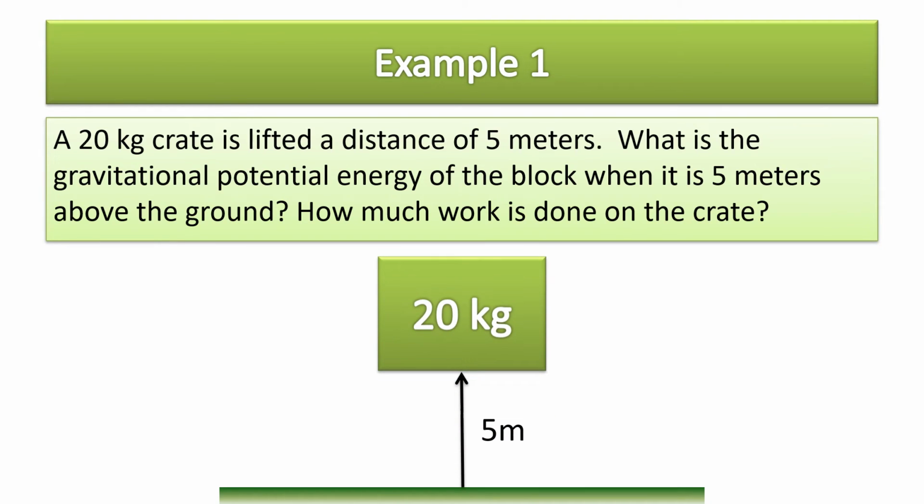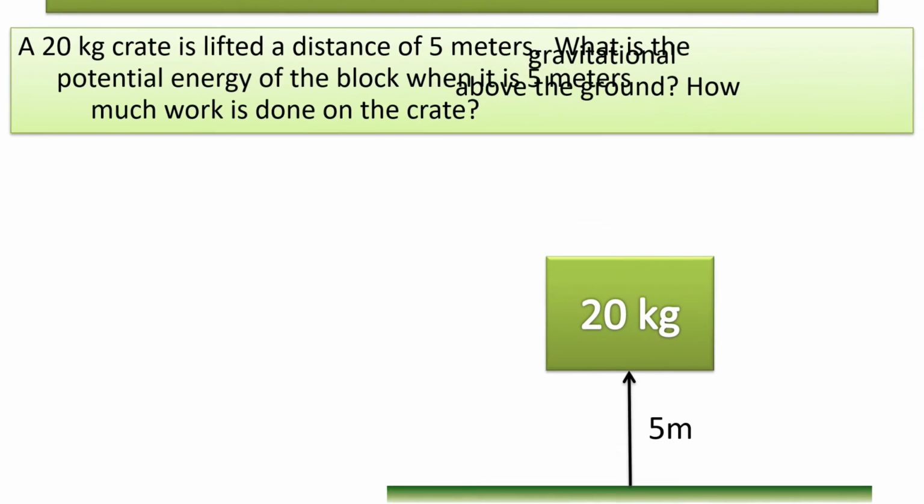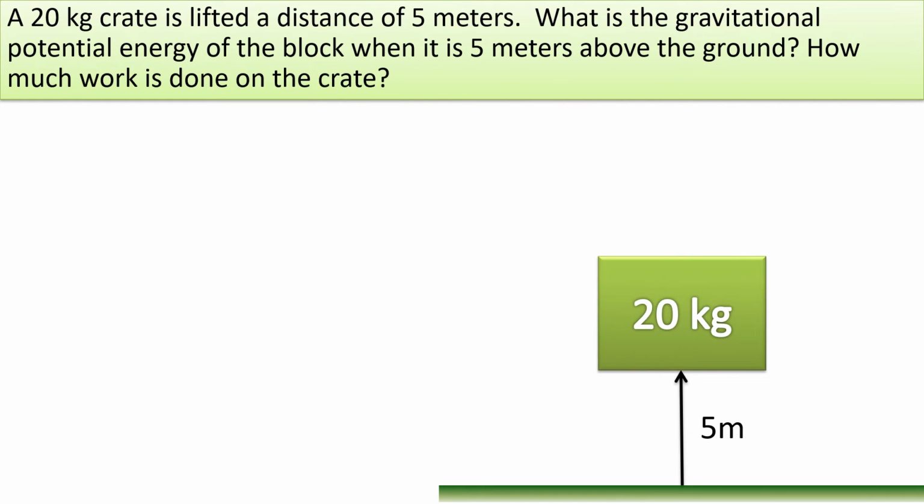Okay, so we have a 20-kilogram crate being lifted a distance of 5 meters. What is the gravitational potential energy of the block when it is 5 meters above the ground? And how much work is done on the crate? Let's write out our given information. So the mass of this object is 20 kilograms. The height or the distance that it travels is 5 meters in the air.